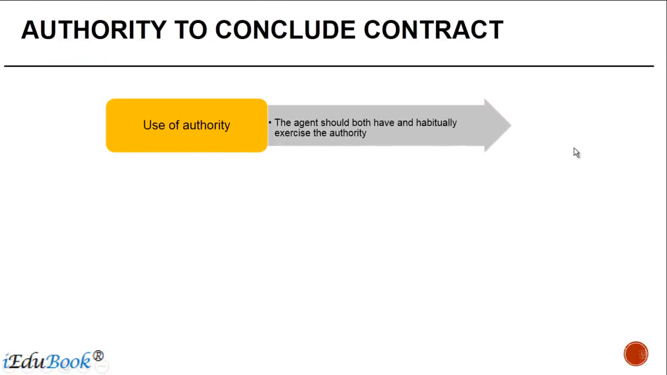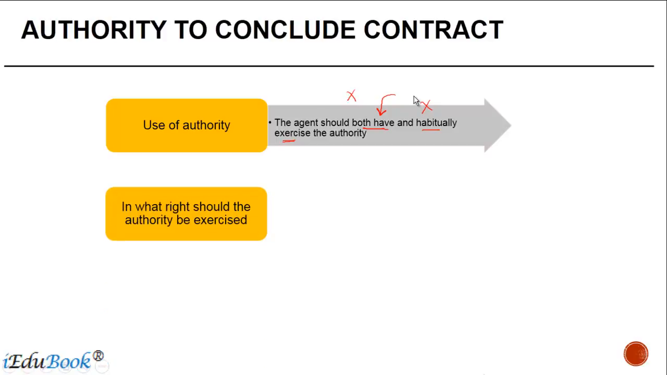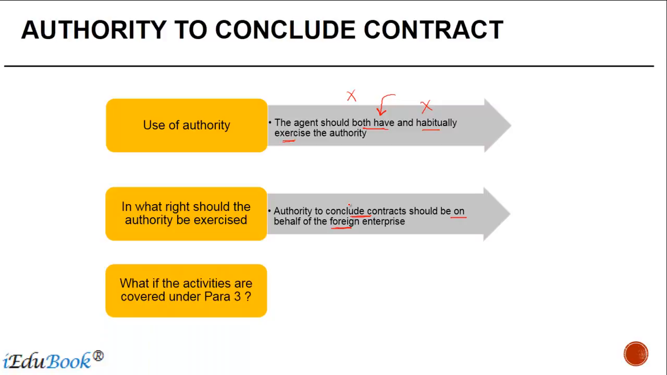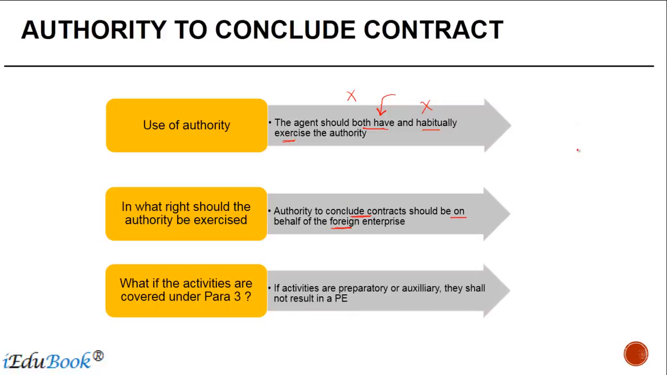So the use of the authority envisages two points. You should have the authority and you should habitually exercise it. If you don't have it or if you don't use it, it's not relevant. In what right should the authority be exercised? It should be exercised for concluding contracts on behalf of the foreign enterprise. What if the activities are covered under paragraph 3, preparatory or auxiliary? They shall not result in a PE.